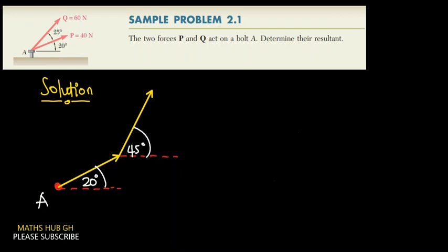So when we do this, what you're going to do next is that you are now going to join the tail of force P to the head of force Q. Okay, let me just name the forces. This is P and then this is Q. So you are going to join the tail of force P to the head of force Q. Okay, so let's look at that. So I'll join them with this arrow here.